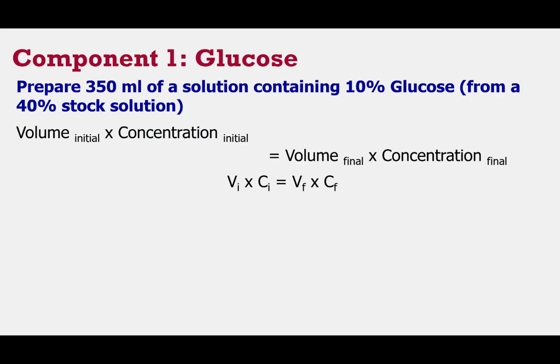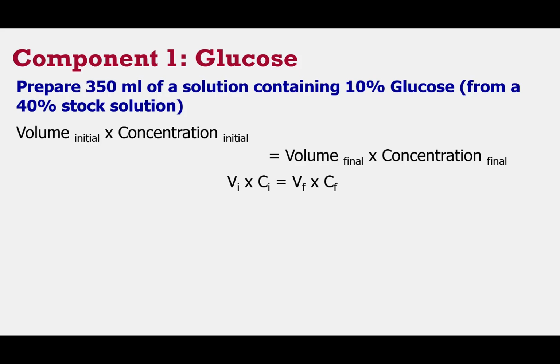So let's begin by thinking about the first of those components, the glucose. Prepare 350 millilitres of a solution containing 10% glucose from a 40% stock. The first thing that I would do, as always in these calculations, is probably not to write down initial volume times initial concentration is final volume times final concentration, but I would literally write down VI times CI equals VF times CF. And as we said before, sometimes the initial is called the stock instead, so VS times CS.